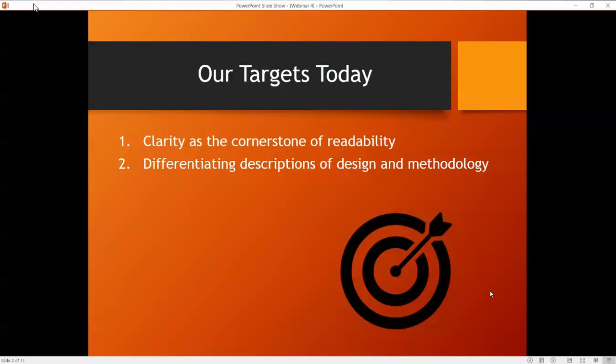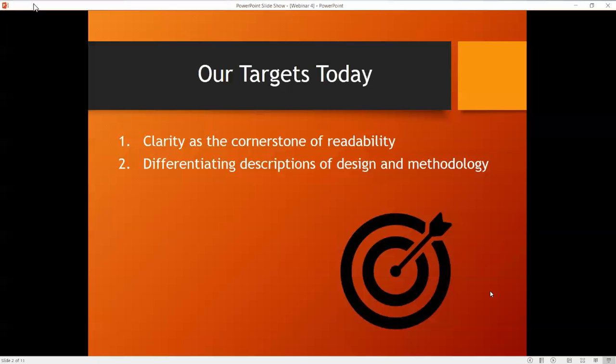Well, I'll look at that in a slightly different way than you might expect. We're not looking at grammatical clarity this time. We're looking at structural clarity. And part of that will be differentiating descriptions of design and descriptions of methodology. Now this is something that you might think is self-evident, and it often is.